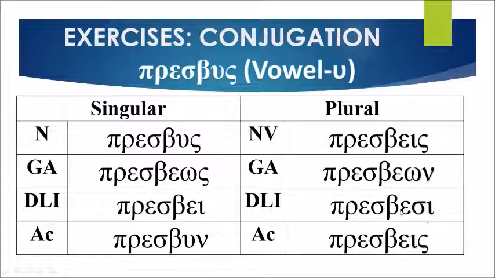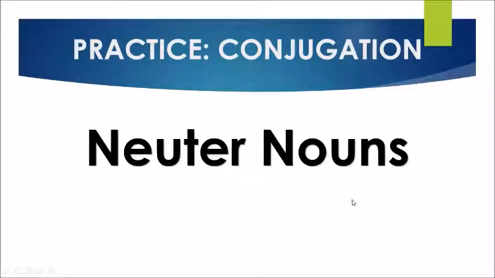So here, the difference that the epsilon is not retained, but the epsilon in the DLI is dropped and added C ending. And then accusative presbase. The same with that of nominative vocative. Right, let's read the conjugation of presbus. Ready? Begin. Presbus, presbios, presbe, presbon, presbase, presbion, presbesi, presbase. Very good. So this time, let's proceed to the practice of neuter nouns.